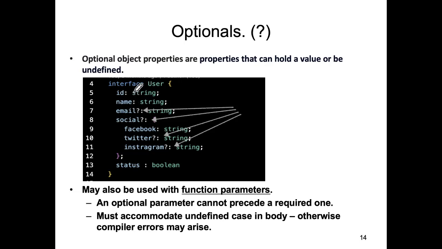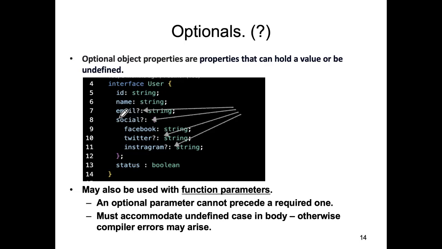So here we go back to our interface, and I could have used type aliases here as well. I've got an interface data type called user. And what I'm saying is that the email property is an optional property. So it would be valid to create an instance of a user object that does not have email as one of its properties. If I took away the question mark there, then every user has to have an email.